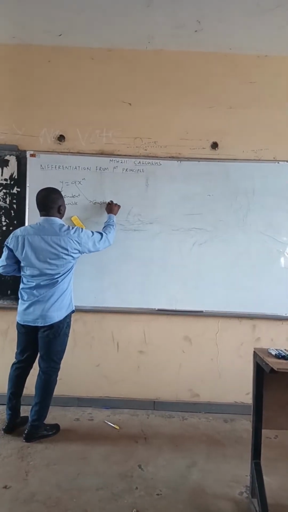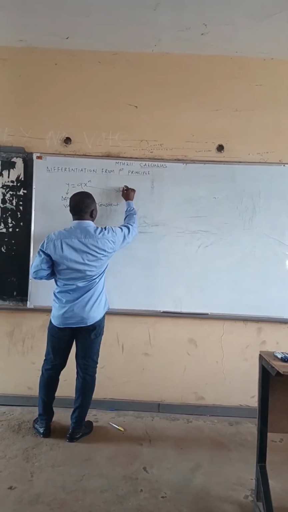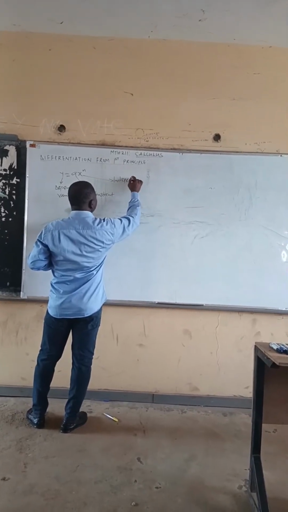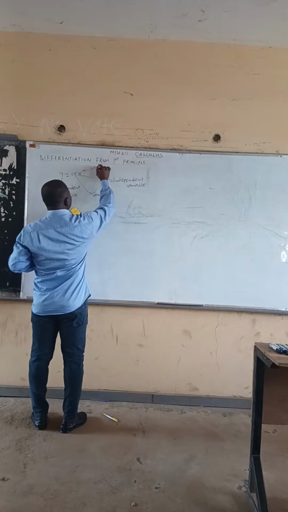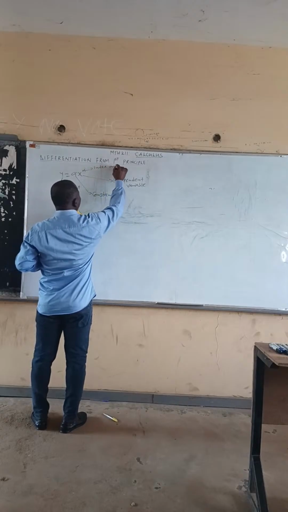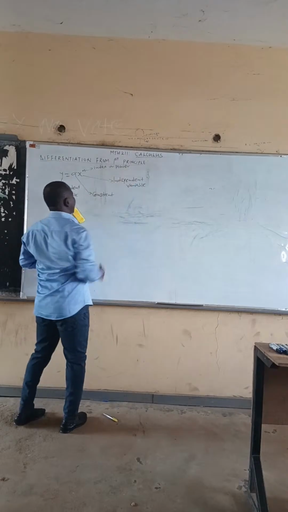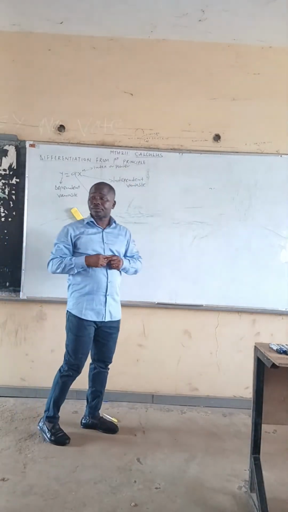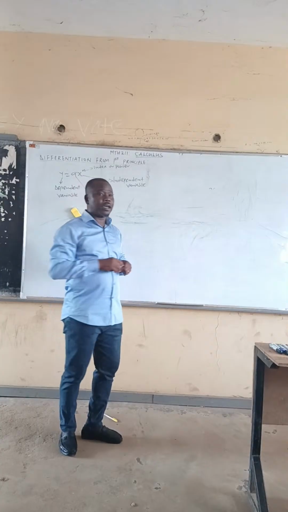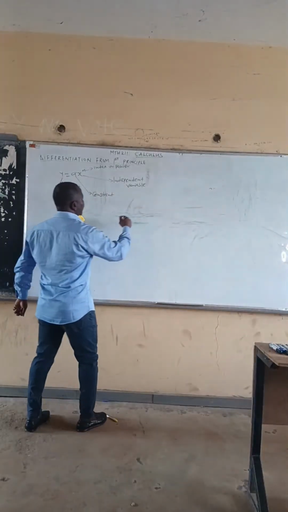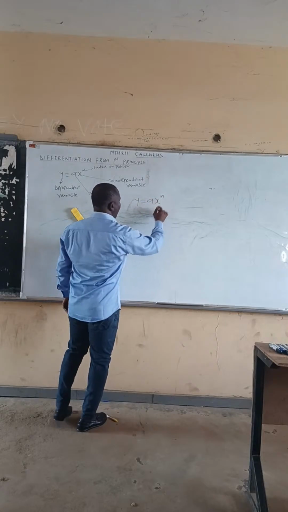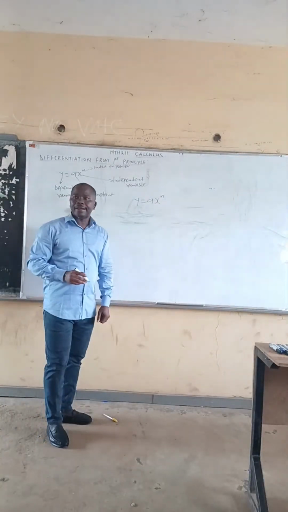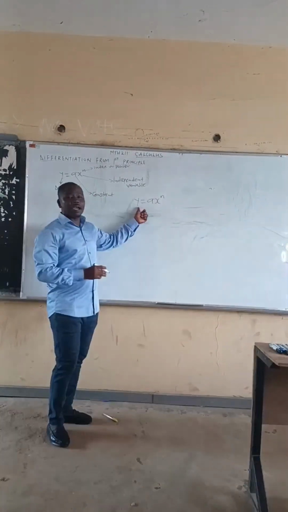This x is called the independent variable. And this n is called the index or power. Are you following? Index or what? Power, right? So this is the function y equals ax raised to the power of n.